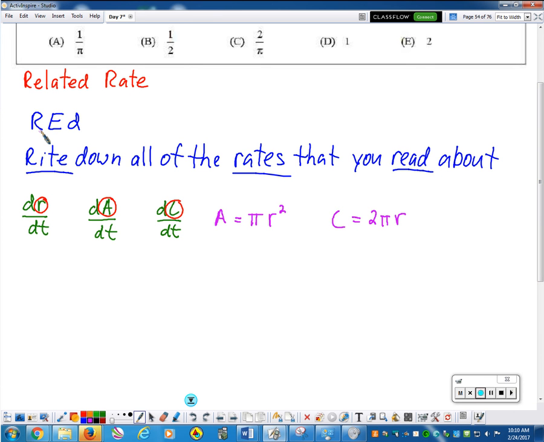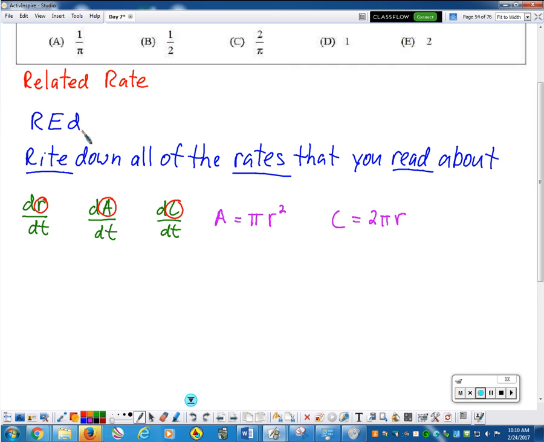We write down all the rates that we are reading about. We come up with an equation based on the rates. The reason for that is this. Back to Soren's comment, the only way you can have rates that relate is if the original quantities also relate. So the area and radius are definitely related. The area, the circumference and radius are definitely related. That's the only way the rates end up being related.